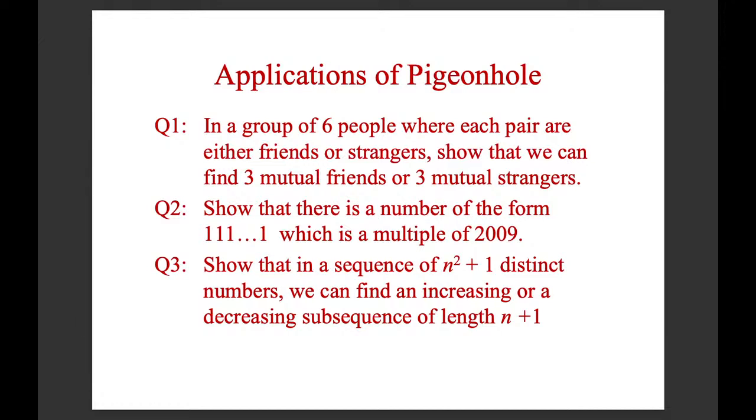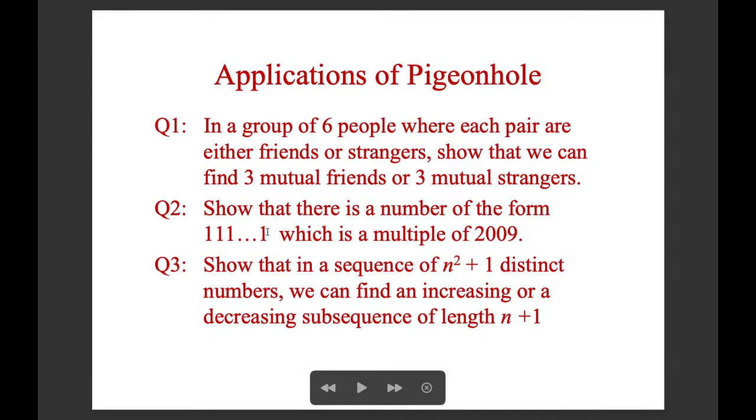This note was created in the year 2009, so I used that as an example. It can be perfect if we change this to this year. This year is 2021. So it is also true that there is a number of the form 111 which is a multiple of 2021. This will work whenever this number doesn't have 2 or 5 as its factor.